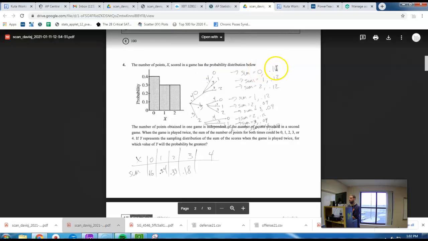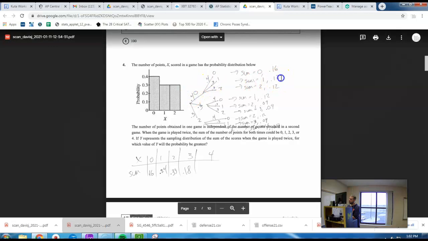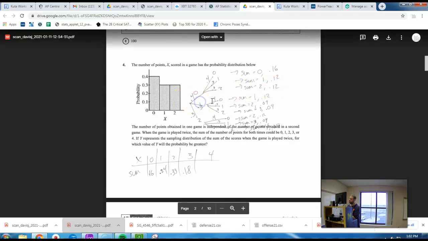Sum is 0, 0.16. The sum is 1 here, so I got a 0 and a 1. So 0.4 times 0.3 is 0.12. Or 0.3 times 0.4 is 0.12. So hopefully you can see what I'm doing there.